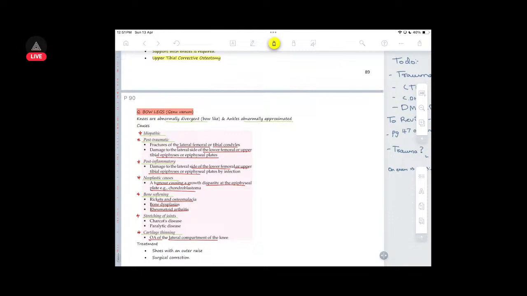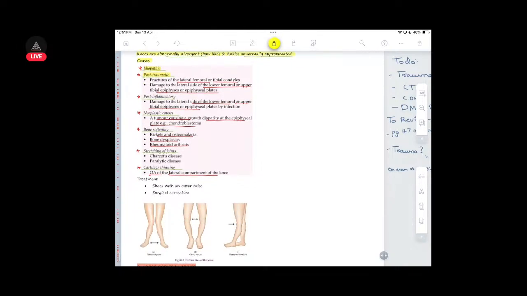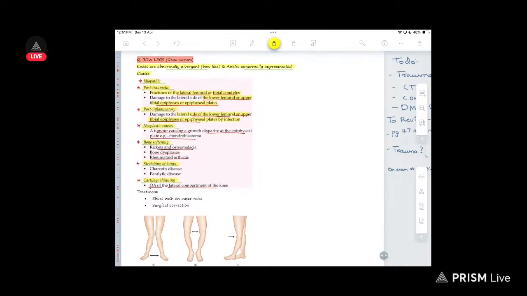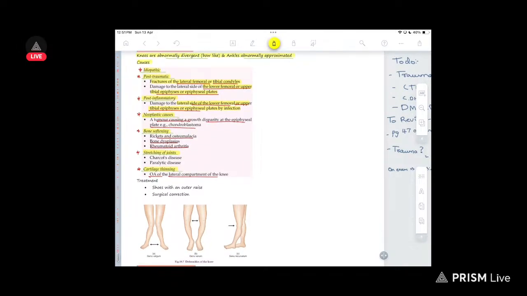Then bow legs, genu varum: knees are abnormally divergent and ankles abnormally approximated. Causes may be idiopathic, post-traumatic, post-inflammatory, neoplastic, bone softening, stretching of joints and cartilage thinning. Traumatic is fracture of the lateral femoral or tibial condyles, or lower femoral or upper tibial epiphysis. Post-inflammatory may be lateral damage to the lower or upper tibial epiphysis.